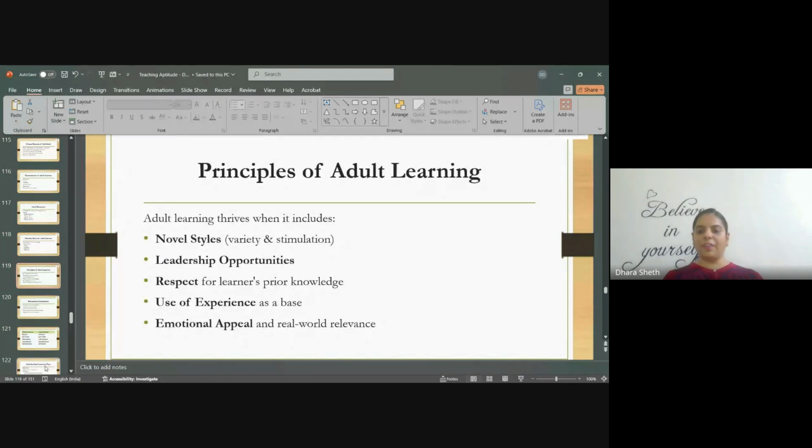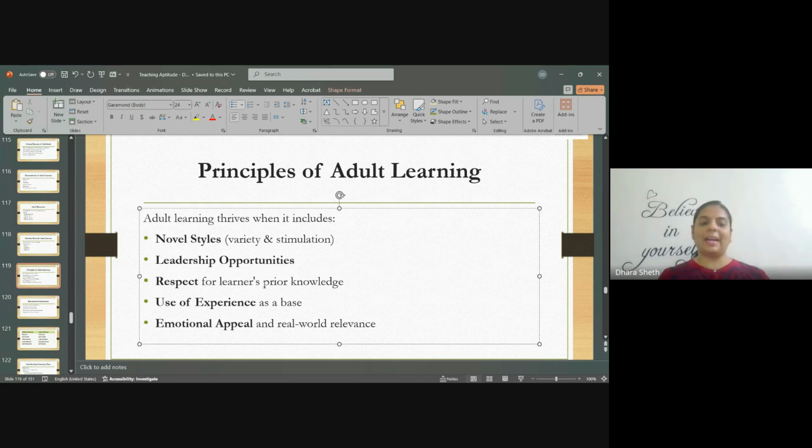What are the principles of adult learning? Now, this is not given by anyone. This is just to understand that adult learning has to have variety and stimulation. Okay? It can become monotonous and boring after some time. They need to have leadership opportunities. If you're going to a workshop and someone says, okay, who will be the leader for this? Like, divide people into groups of 4 and say who's going to be the leader for each group. They love those kinds of things.